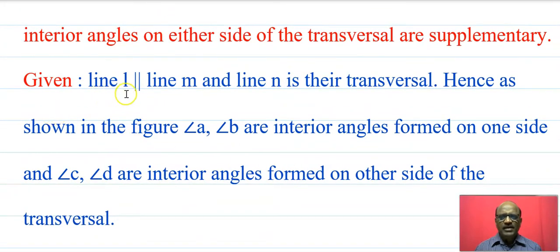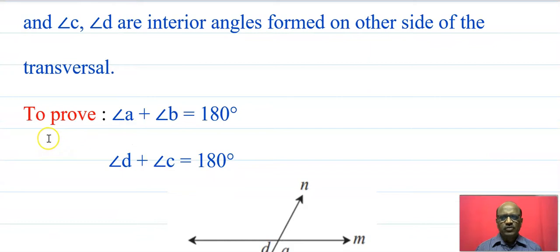Given: line L is parallel to line M and line N is their transversal. Hence, as shown in the figure, angle A and angle B are the interior angles formed on one side, and angle C and angle D are the interior angles formed on the other side of the transversal. This is the given part of the theorem, that is, we describe here the figure.